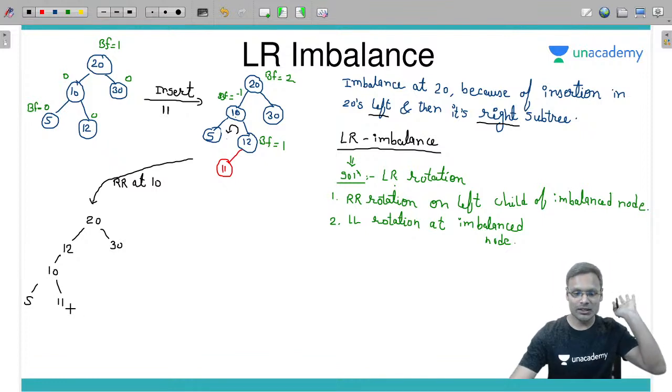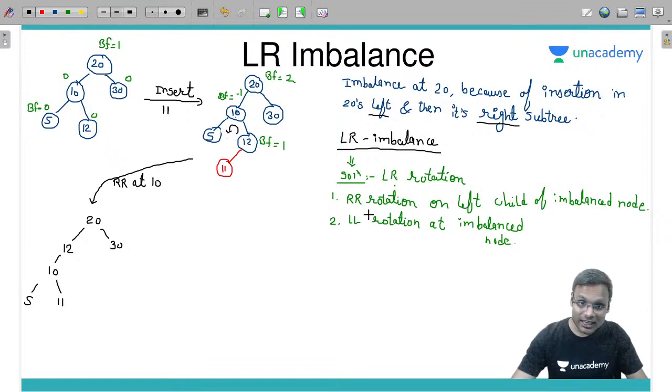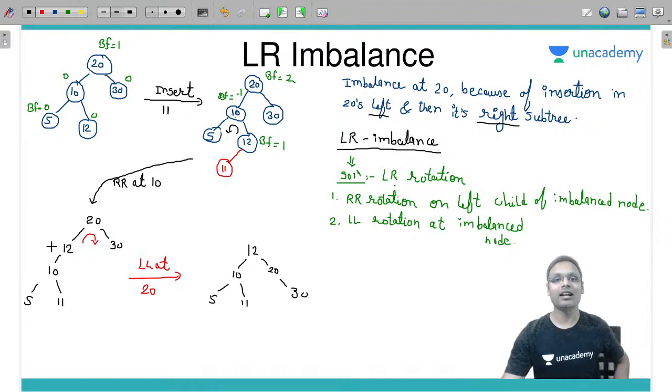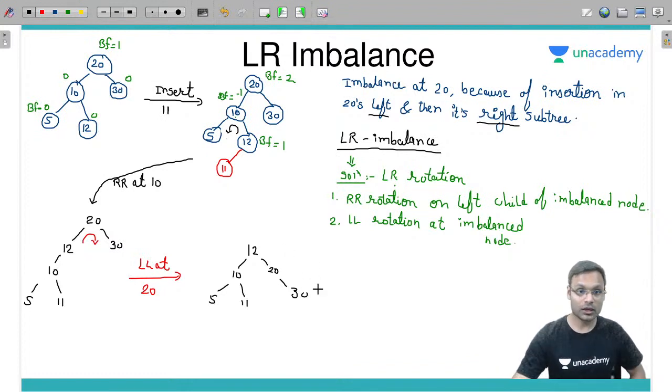BST definition preserved. After this RR, next is LL at imbalanced node. What is the imbalanced node? Imbalanced node is 20. So let's do this. LL at 20. So 12 will be root, 20 in the right, 30 in its right. 12's left will be as it is. If anything will be there in the right of 12, that becomes left of 20, but nothing is there in the right of 12. ये method already बता चुका था मैं आपको.